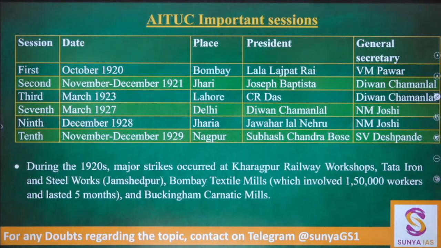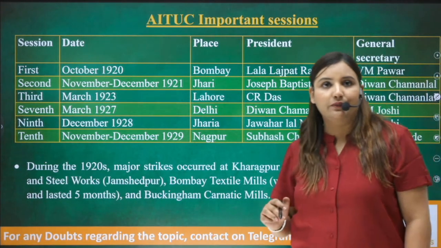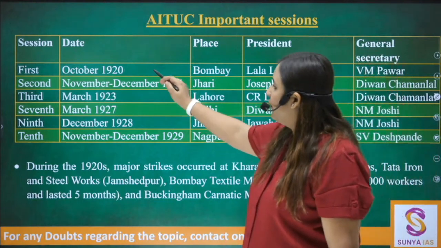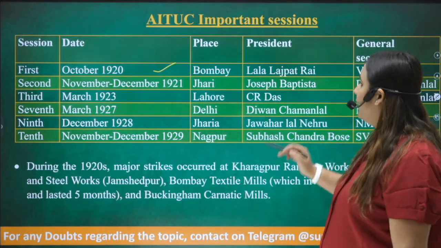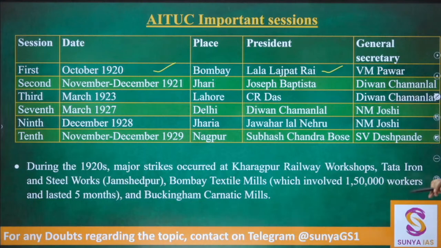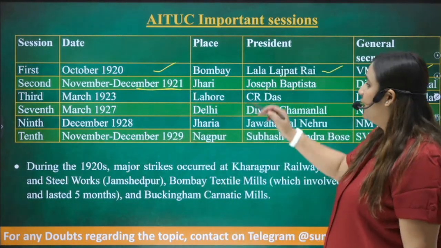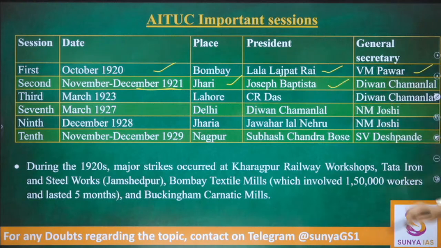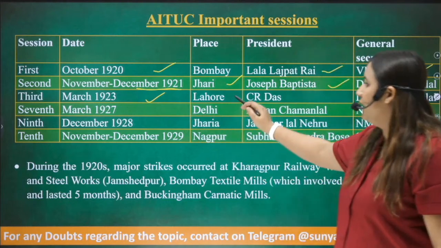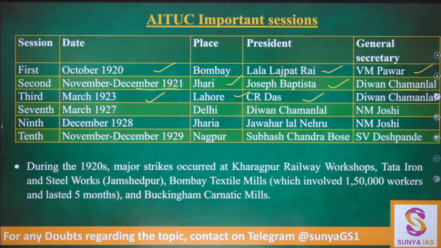Please look at the important sessions of AITUC. The first session happened in October 1920 in Bombay, with Lala Lajpat Rai as president and V.M. Pawar as secretary. The second was in November-December 1921 at Jharia; Joseph Baptista was the president and Diwan Chamanlal was the general secretary. The third happened in March 1923 at Lahore, with C.R. Das as president and Diwan Chamanlal again as general secretary.